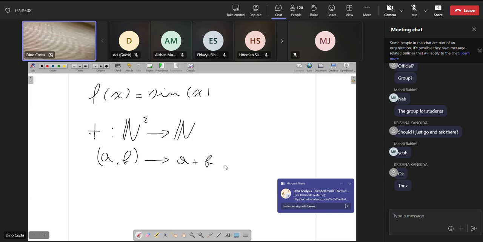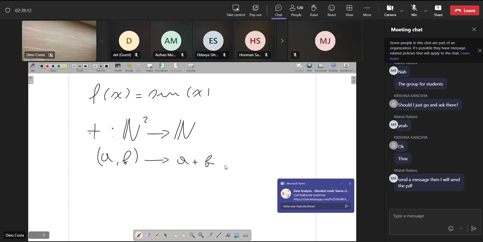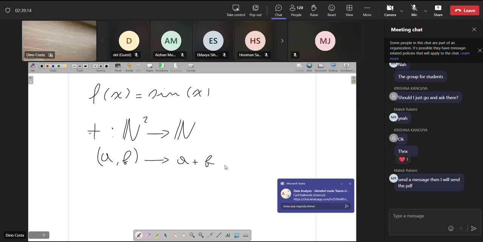So open your mind. This is a function. Pay attention, you studied the function at primary school. And this is a function with the input given by two elements, and the output is one. We will call this a binary operator. This function is a binary operator because it works with two inputs.